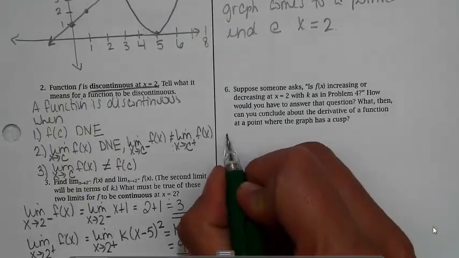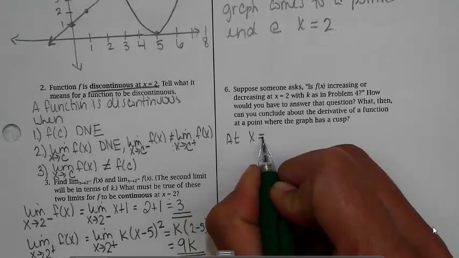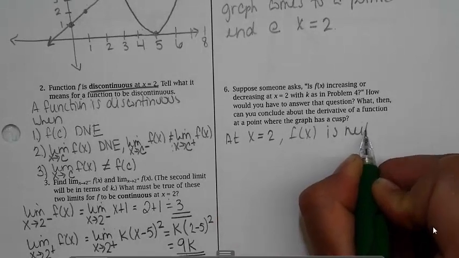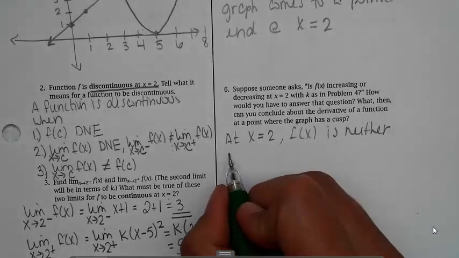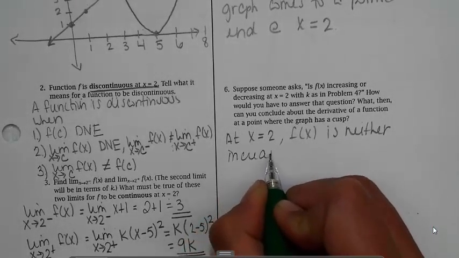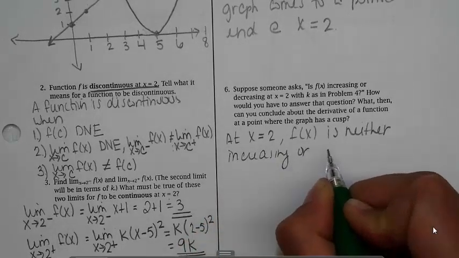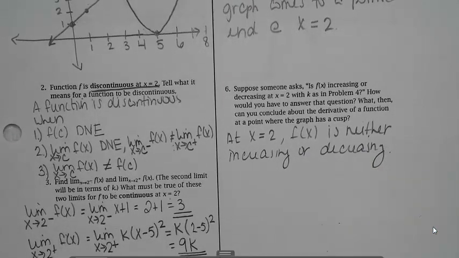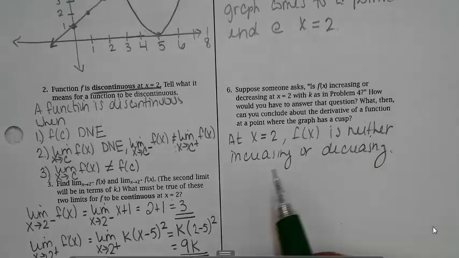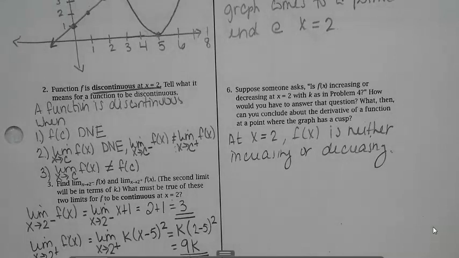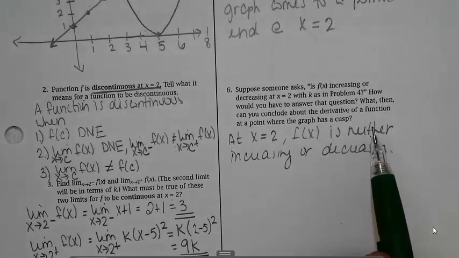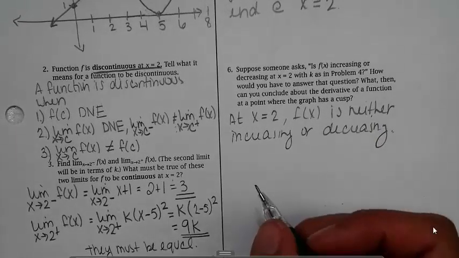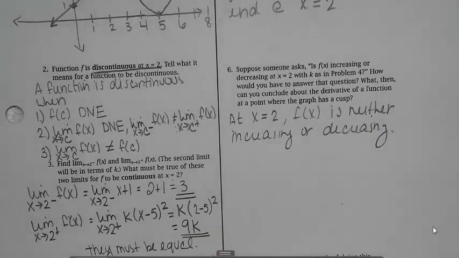So we can say at x equals 2, f of x is neither increasing or decreasing. So that means we have no rate of change there, right? So what can we conclude about the derivative of a function at a point where the graph has a cusp? If there's no rate of change, does the derivative even exist?